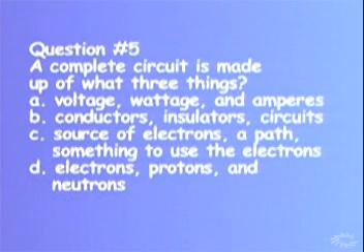Question 5. A complete circuit is made up of what 3 things? A. Voltage, wattage, and amperes. B. Conductors, insulators, circuits. C. Source of electrons, a path, something to use the electrons. D. Electrons, protons, and neutrons.